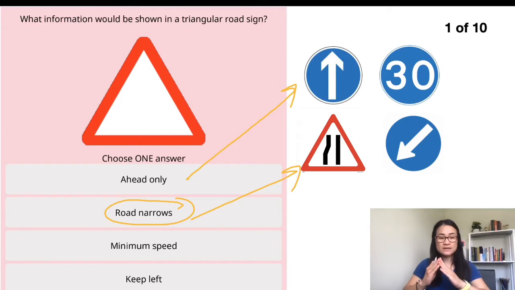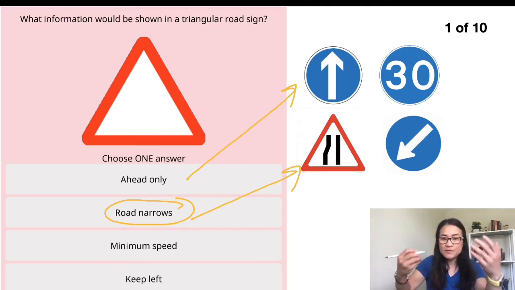From this picture you see that the answer is road narrows, which will be in the triangular road sign. This sign gives you a warning that the road will become narrow, so you need to probably slow the car down and be aware of the oncoming car, or be aware of the road becoming narrower. The third one said minimum speed.